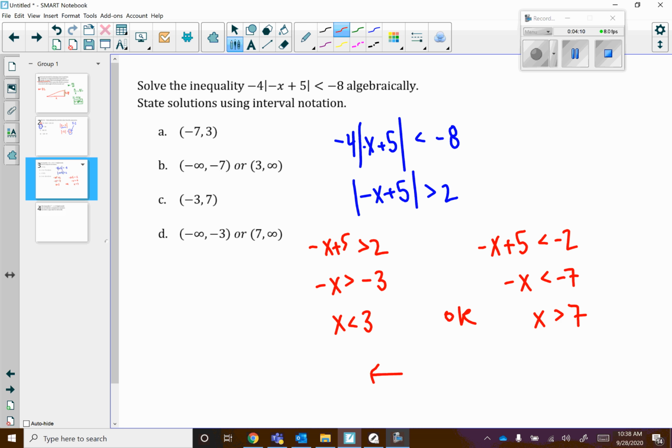If I drew that on a number line, here's 3, here's 7. x is less than 3 is all that. x is greater than 7 is all this. So the correct answer should have been technically negative infinity to positive 3 or 7 to infinity, D. But like I said, I didn't have that on your solution, so you all got credit for this one. That was my mistake.